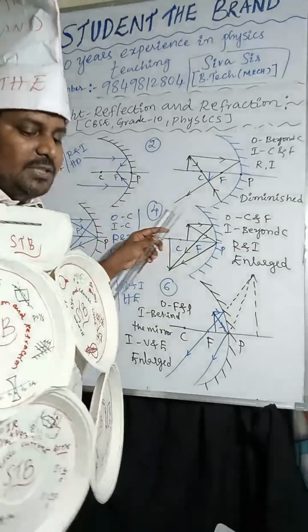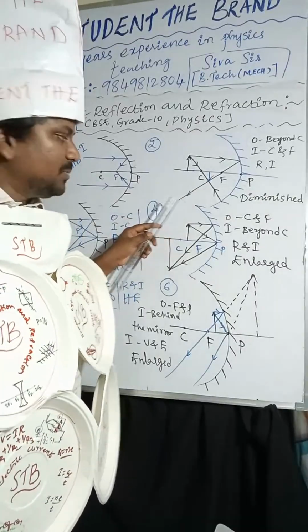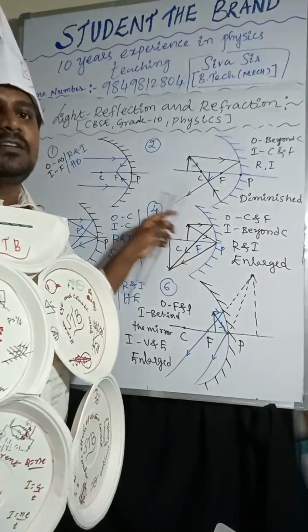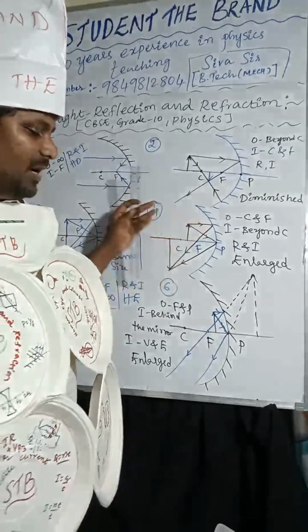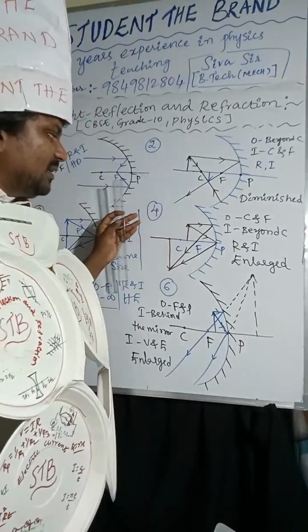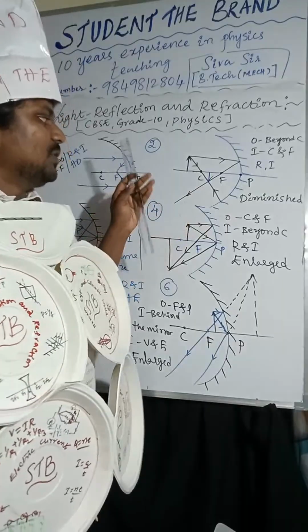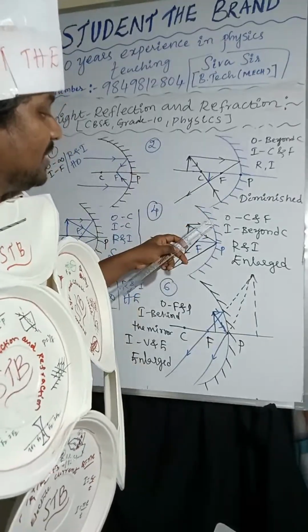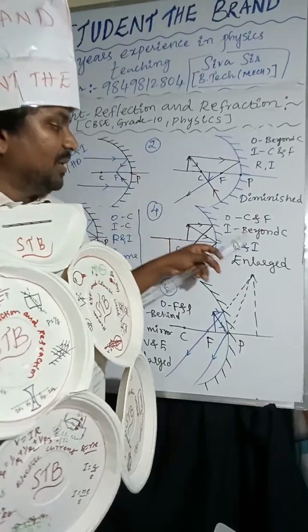Here the object is placed between C and F. The image will form beyond the center of curvature. The nature of the image is real, inverted and the size of the image is enlarged.